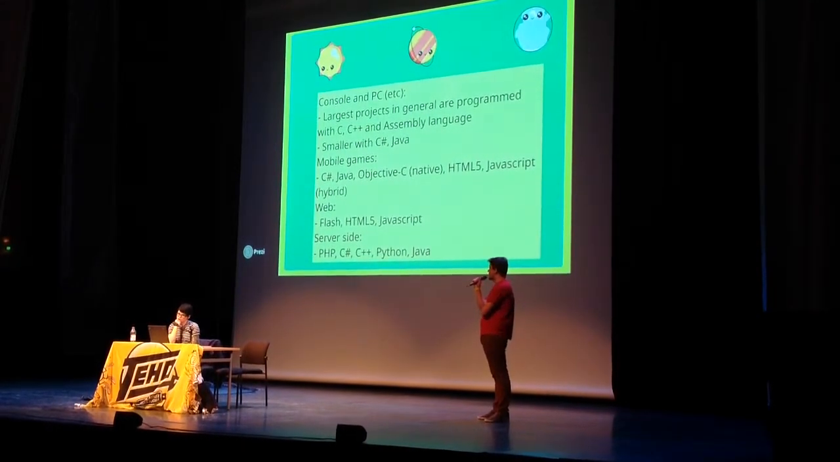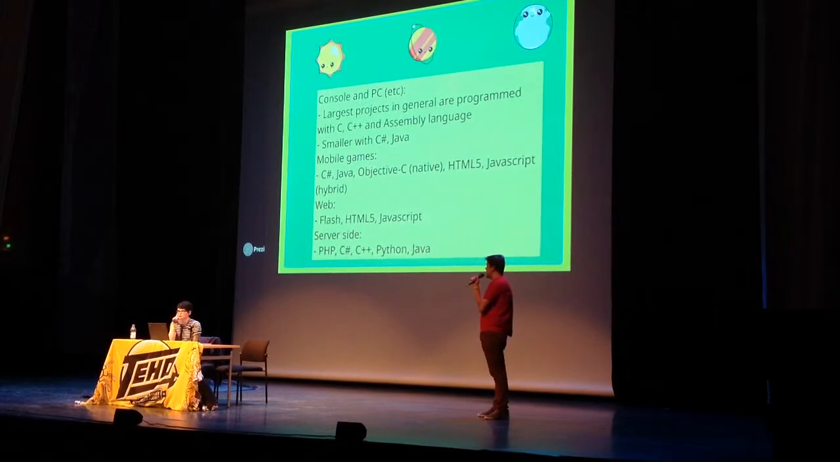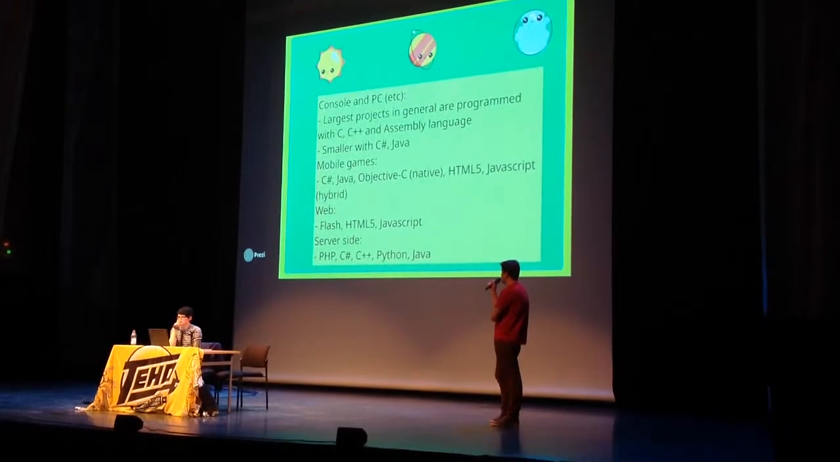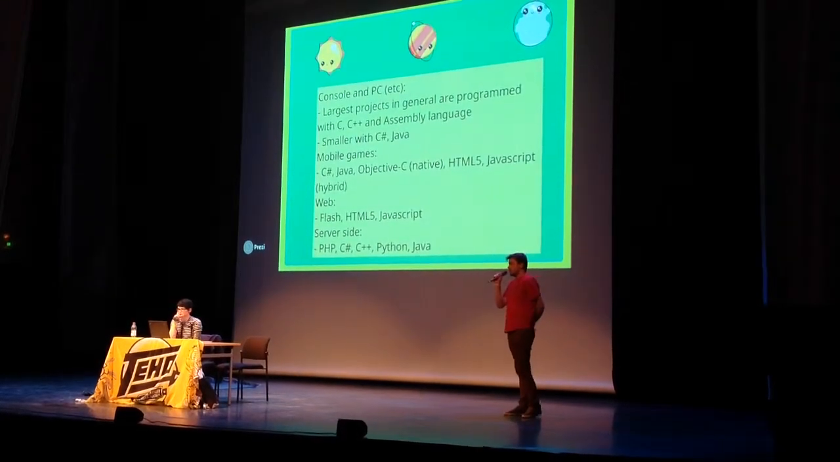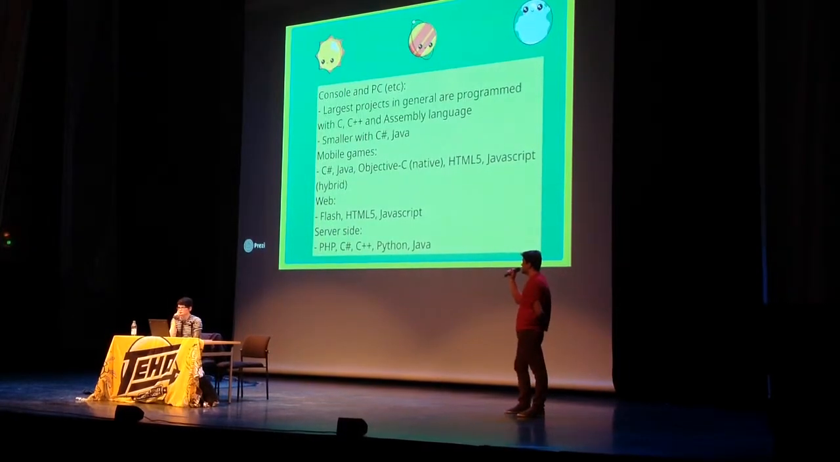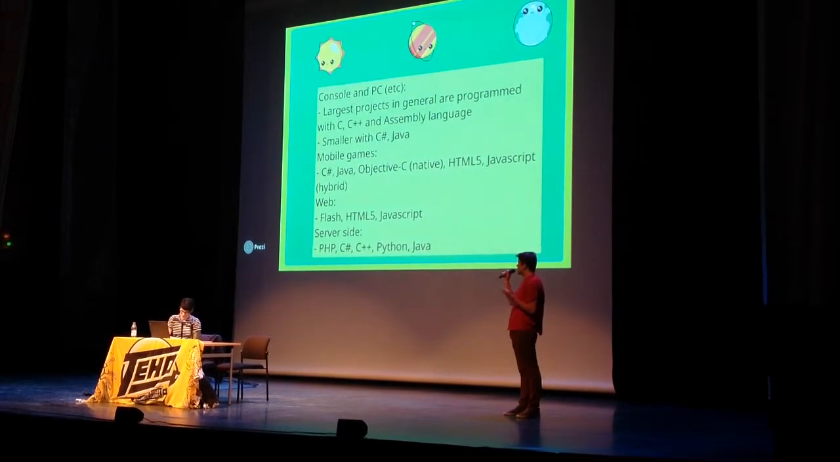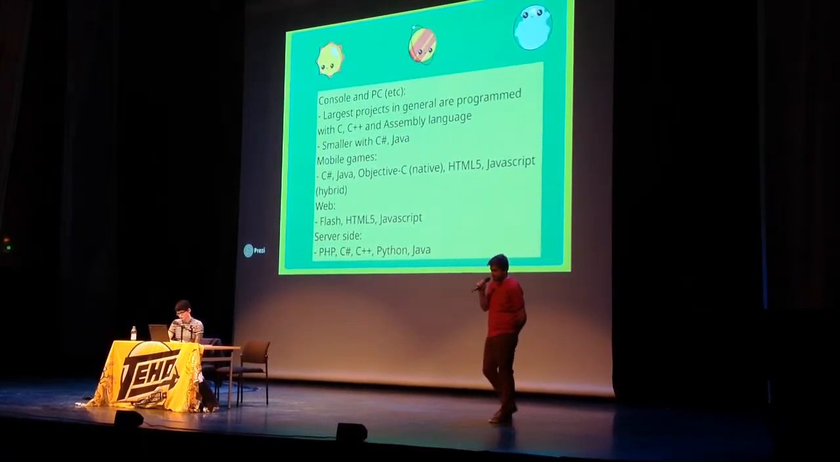Let's take a look at the most popular languages there are to choose, by the categories. The largest projects for desktop games and console games are usually developed with C, C++, or even the assembly language family. Of course, if you are doing smaller projects, then the most used languages in general are C# or Java.